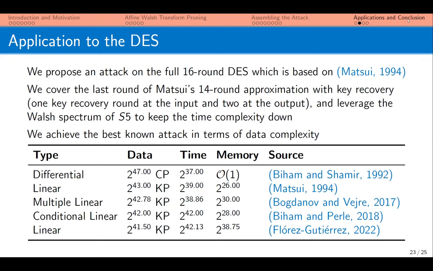So normally what would happen is that the cost of the key recovery for this version of the attack is too large. However, we can leverage the Walsh spectrum of S5 in order to keep the time complexity down. And the result is that we obtain the best known attack in the literature in terms of data complexity.